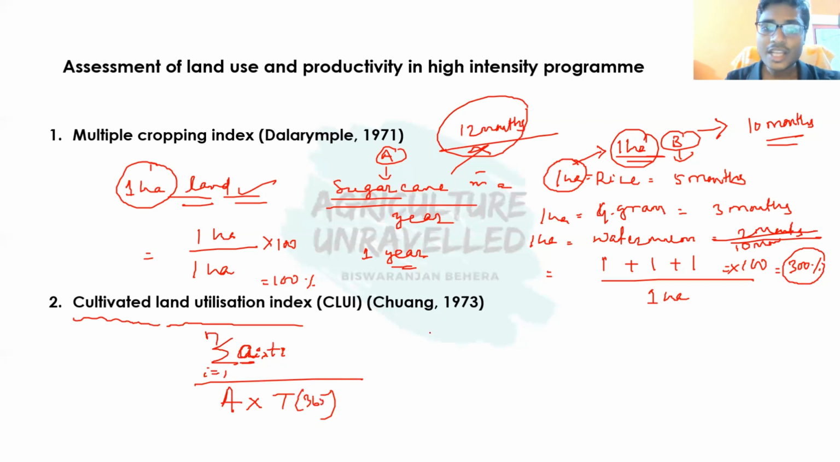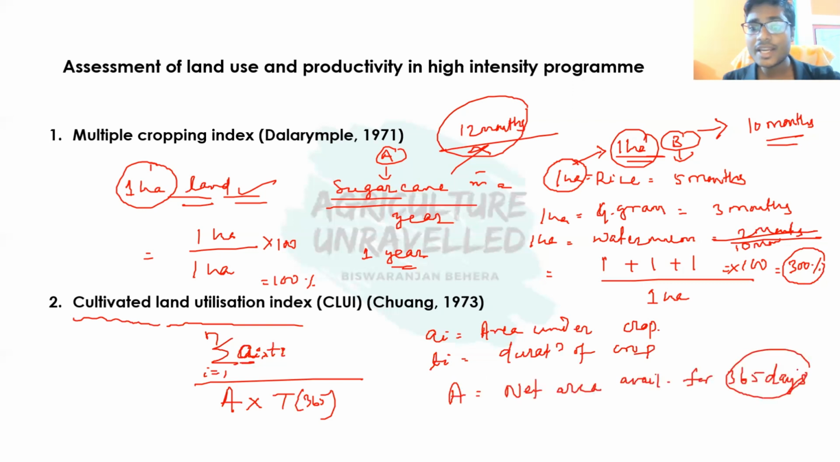So small ai is the area under an individual crop, and TI is the duration of those individual crops. And remember this thing: the capital A is the net cultivated area, which is available for 365 days. So we will calculate the same thing with this cultivated land utilization formula.